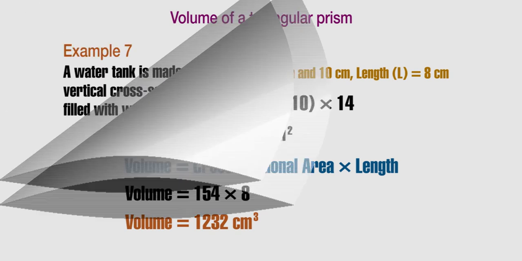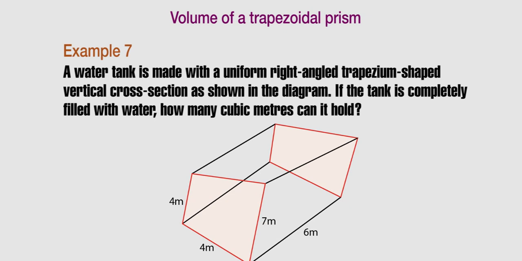A water tank is made with a uniform right-angled trapezium-shaped vertical cross-section as shown in the diagram. If the tank is completely filled with water, how many cubic meters can it hold? Now the diagram is on your screen. Let's look at the solution.